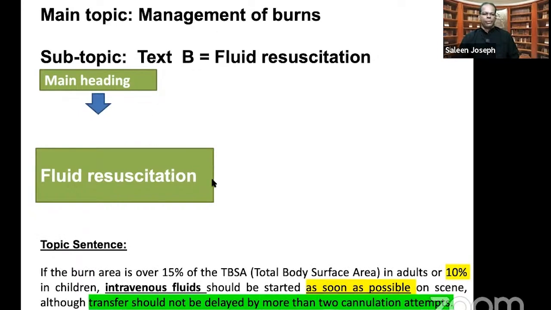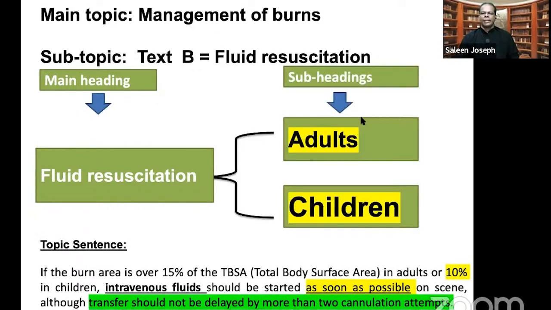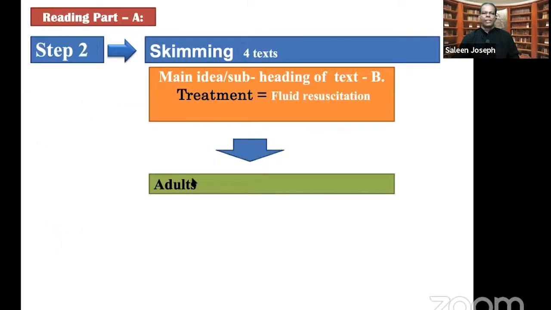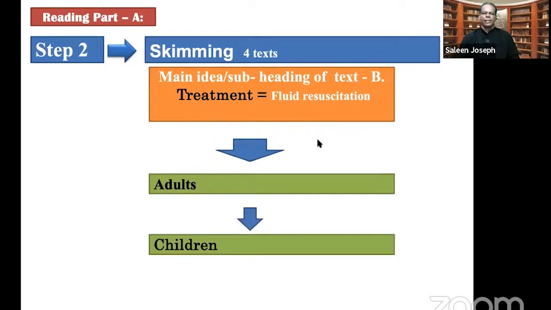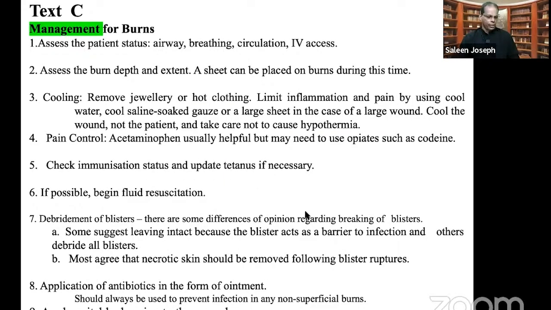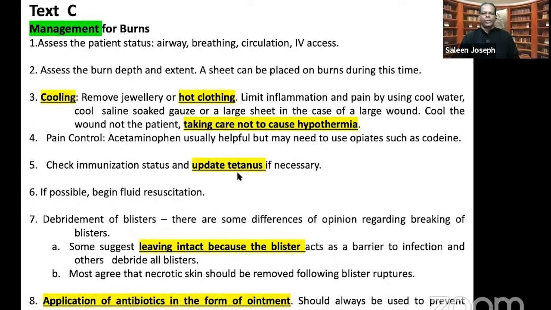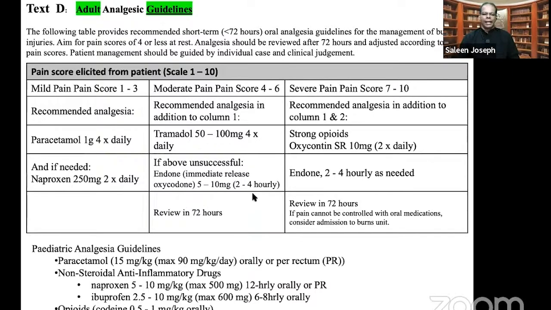Main heading, fluid resuscitation. Then you have the topic sentence. Then you have the subdivisions, adults and children. And you have the topic sentence in the beginning. And definitely there are some percentages given. Usually there will be an answer. So step 2 is the main idea, the subheadings of each text. Fluid resuscitation is the subheading, with adults and children, those are the 2 aspects. Third one, management, we have already looked into. And fourth one, adult analysis guidelines.